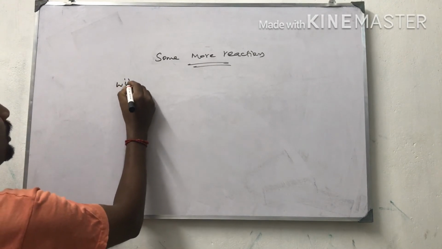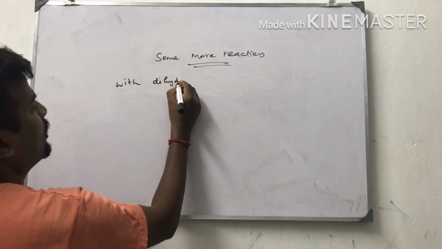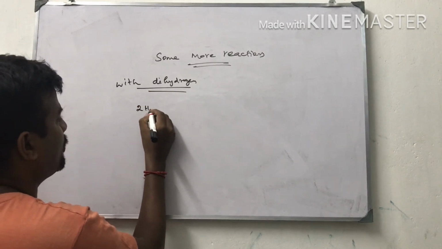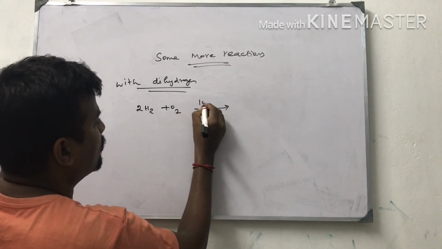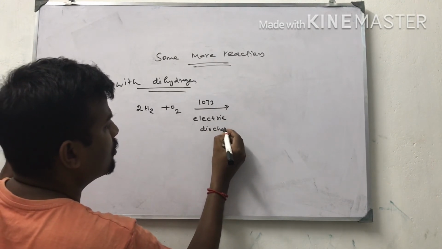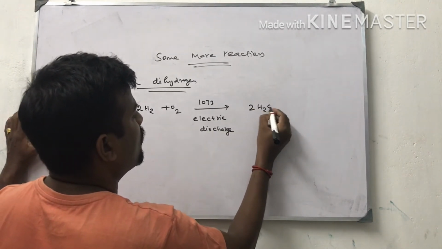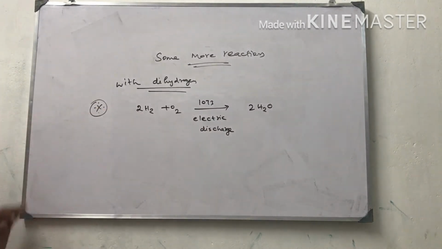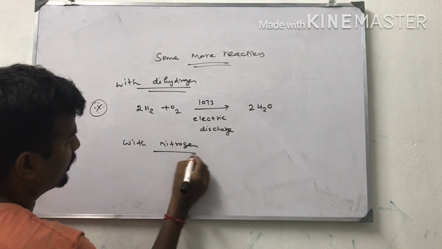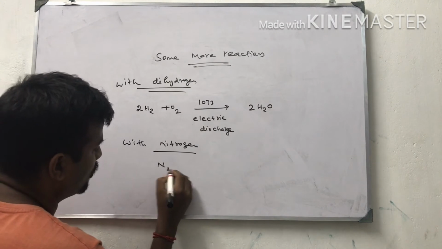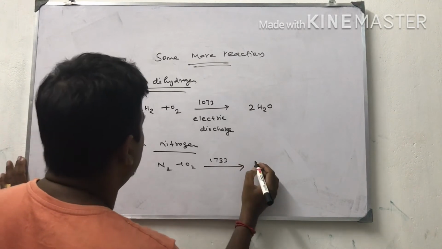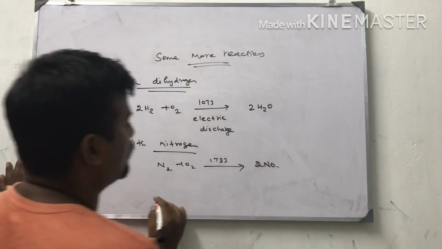With dihydrogen, oxygen reacts with hydrogen to form water. This is a very important reaction. 2H2 plus O2 in the presence of heat or electric discharge gives 2H2O. Water formation, very important reaction. Next one, with nitrogen. Oxygen reacts with nitrogen. This is also important. N2 plus O2 at 1733 Kelvin temperature gives nitrogen monoxide, 2NO.